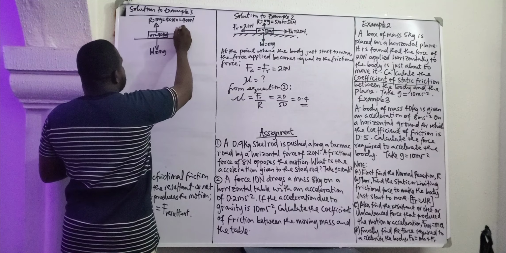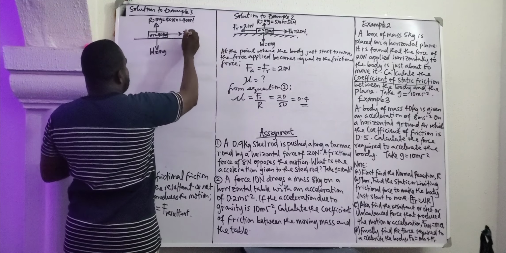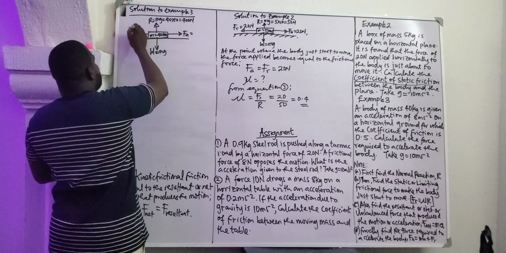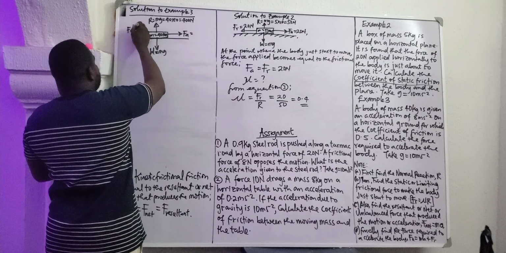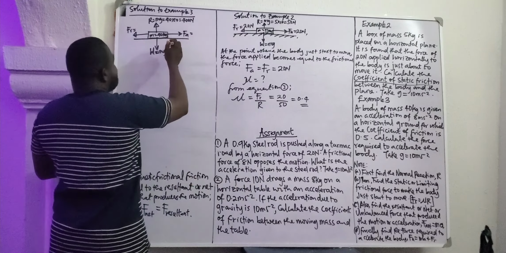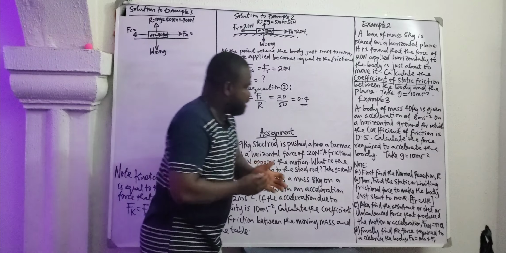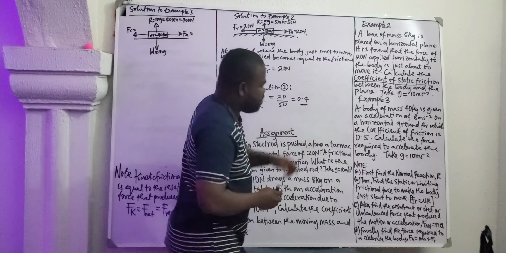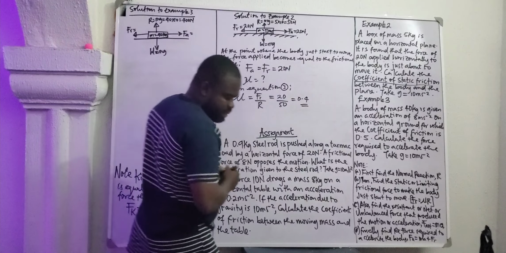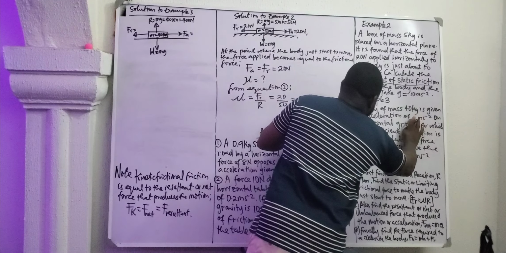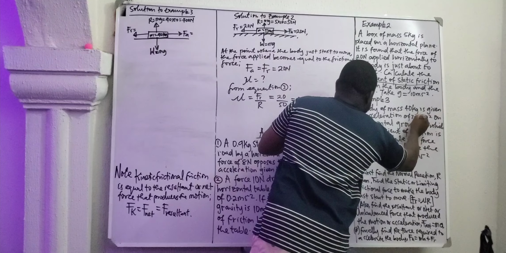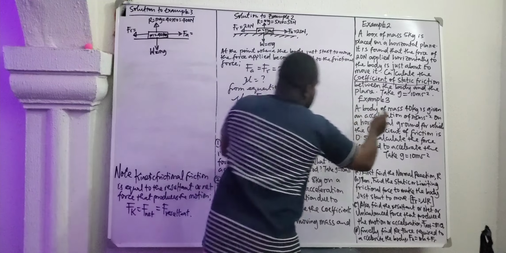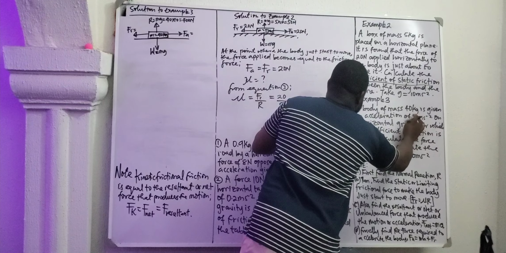Now the force applied, we don't know it. They want us to look for it. The frictional force, we will also determine, because we are given the coefficient of friction. And then here, this body has an acceleration. So calculate the force required to accelerate the body. It has an acceleration of 3.5 meter per second square. Or let me use 4. I have an acceleration of 4 meter per second square.